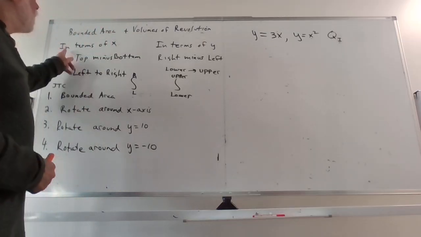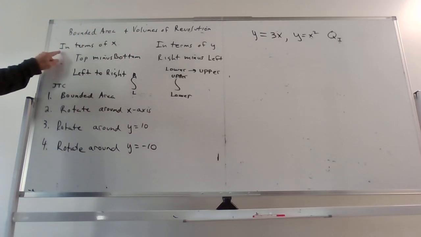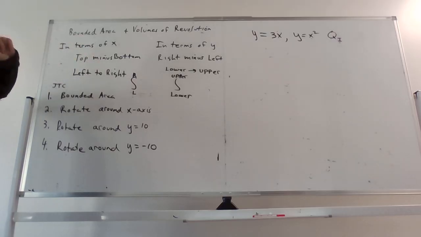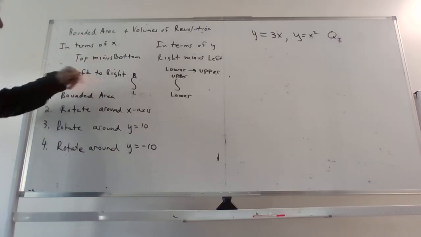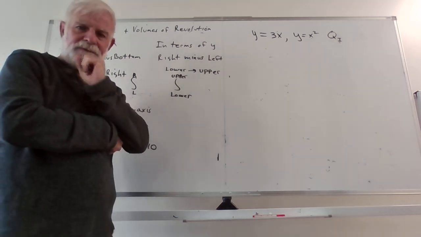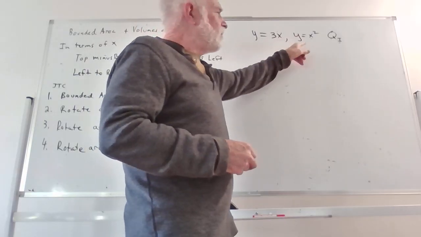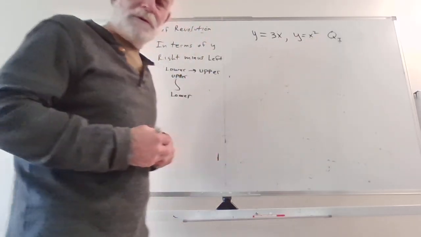So bounded area and volume of revolution, get a mantra going. And your mantra should be in terms of x, top minus bottom, left to right. For the most part, top minus bottom, left to right. So I gave you y equals 3x, y equals x squared, and the bounded area in the first quadrant.